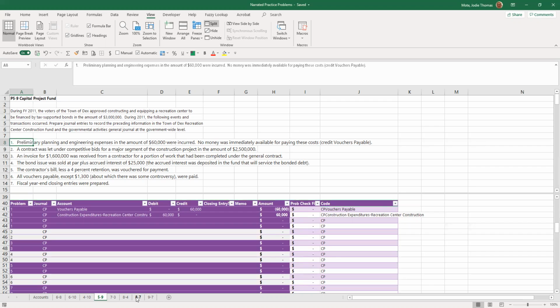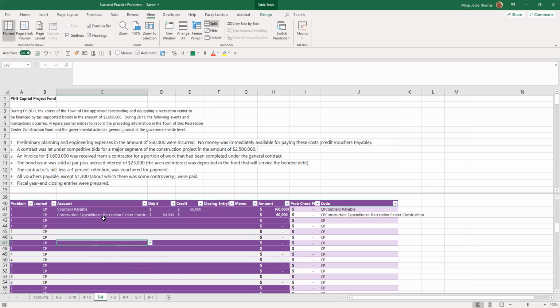The first one: preliminary budget planning and engineering expenses in the amount of $60,000 were incurred, and there wasn't any money yet to pay this, which is why in this case they're using vouchers payable. I know it seems weird when you see vouchers payable and you're going to see contracts payable down below. Contracts payable in this module just reflects the fact that there's already a contract in place to pay these contractors for their work, as opposed to this, which is just expenses that have been incurred outside of the normal contracting process and the normal bid process.